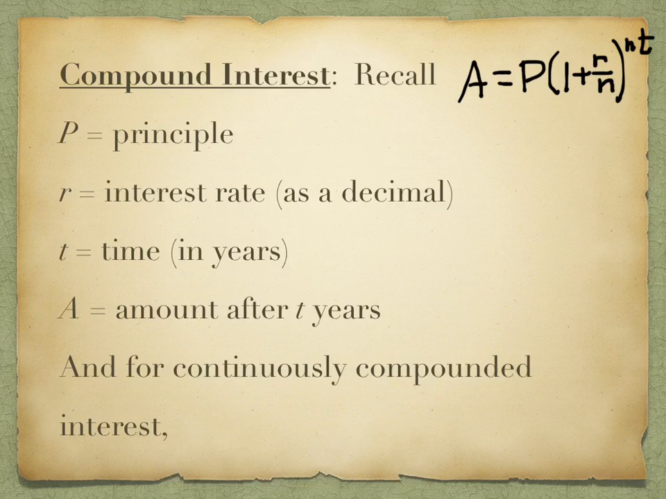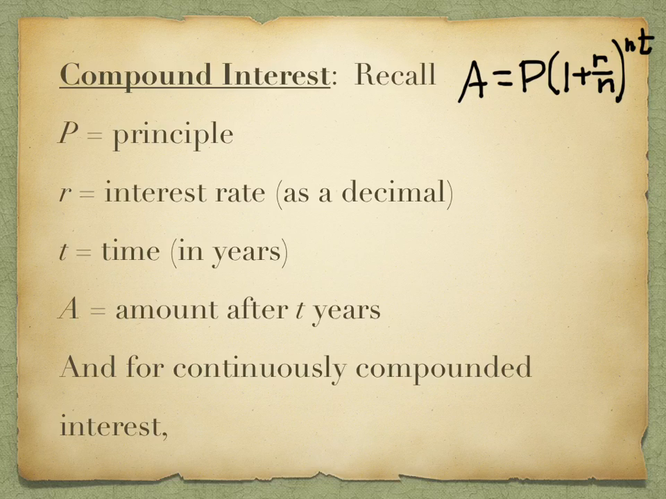Time is always given in years. So if somebody talks about an 18-month loan or an 18-month CD rate or something like that, you can't put 18 in for T. You'd have to put in 1.5. So you've got to remember that the T in this problem is always time in years.